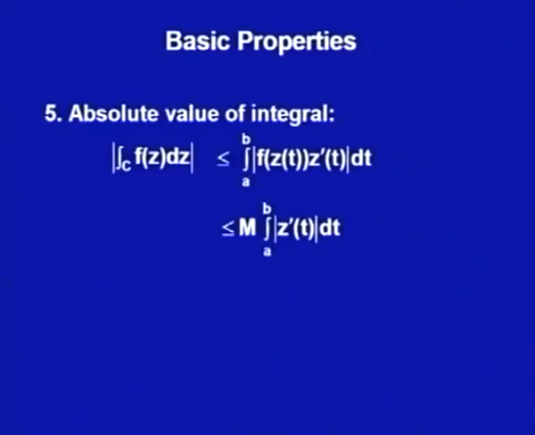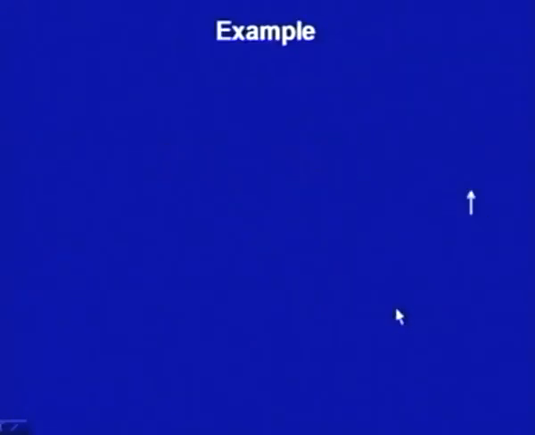So, this integral from a to b of |z'(t)| dt, if we remember, is nothing but the length of the arc. So, we could say this is ML. So, what we have got is that the absolute value of this contour integral is less than or equal to M times L, where M is nothing but the maximum, that upper bound, of the absolute value of the function f(z) on the contour.